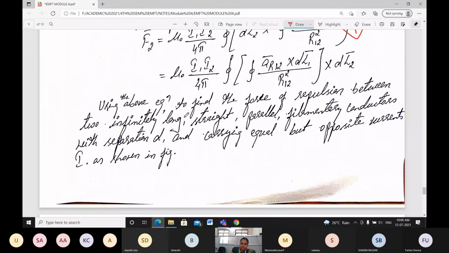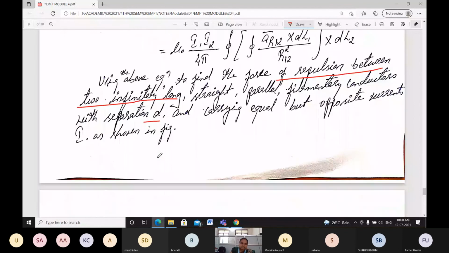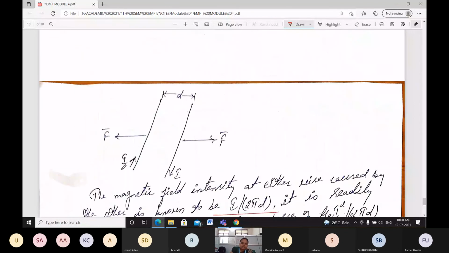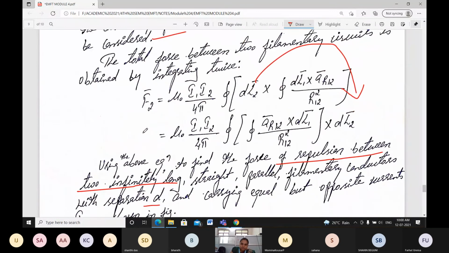Using the above equation, we can find the force of repulsion between two infinitely long, straight and parallel filamentary conductors with a separation d and carrying equal but opposite currents I. This is how it is shown: currents in opposite directions with a separation of d. What is the force going to be? In such cases, we can use this force equation.